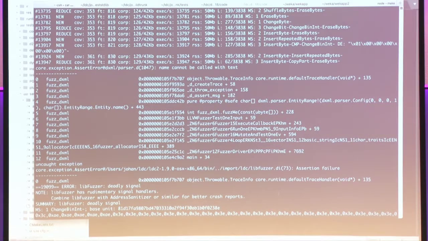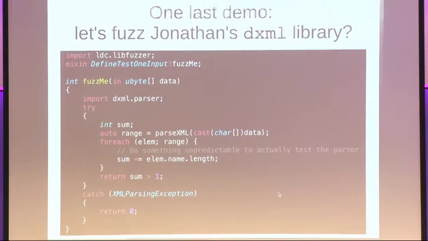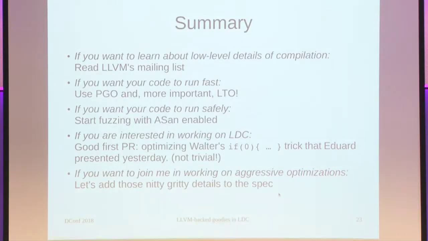And then to conclude, maybe a small summary. So, first thing, generally, if you want to learn more about compilers, especially the low-level parts of it, machine code and optimization, read LLVM's mailing list. It's a very interesting technical crowd, very knowledgeable. If you want your code to run fast, use PGO. Better use LTO. Let's see. Use LTO and then incorporate it with PGO.